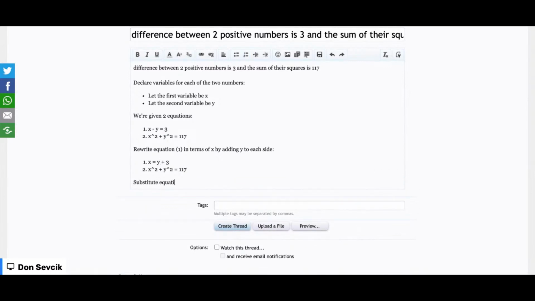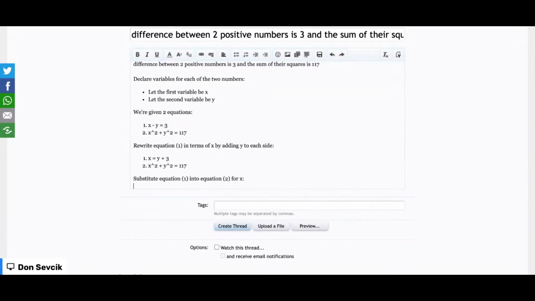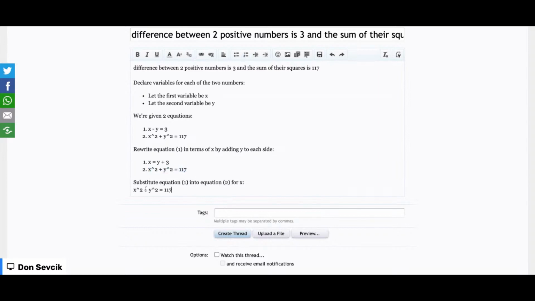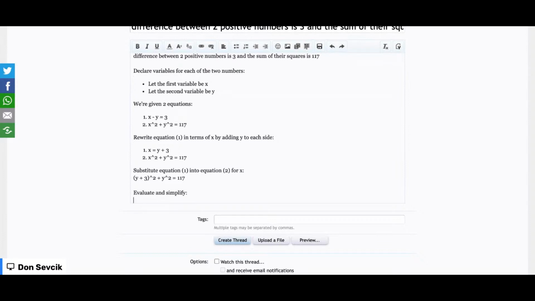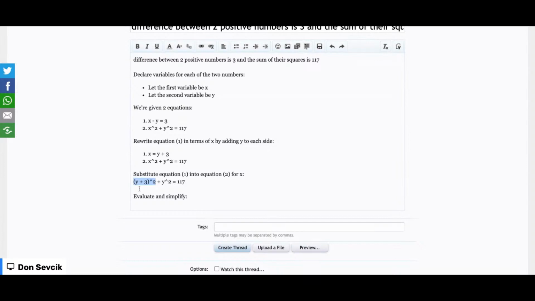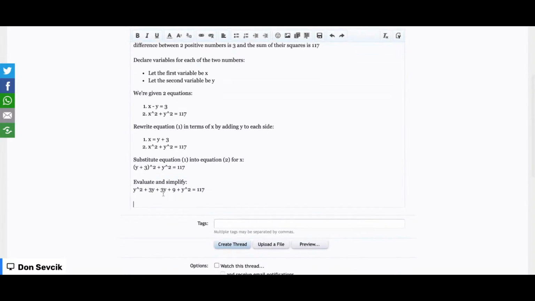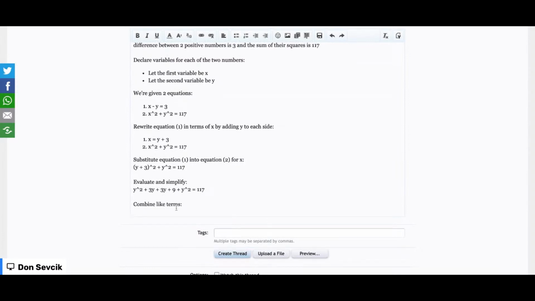Now what I can do, because I did that, is substitute equation 1 into equation 2 for x. I pull this equation out and put it here, and since from equation 1 I know x is y plus 3, what we really have is this. Evaluate and simplify. This is basically the FOIL method. So we've got y squared plus 3y plus 3y plus 9 plus y squared equals 117. Combine like terms: y squared and y squared gives 2y squared, 3y and 3y gives 6y, and I've got 9 equals 117.